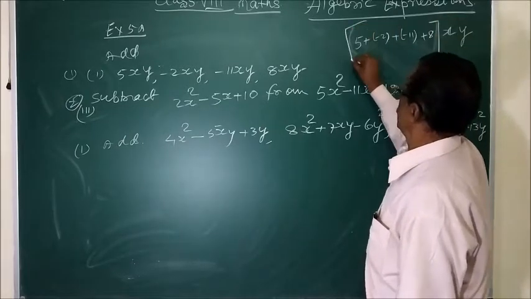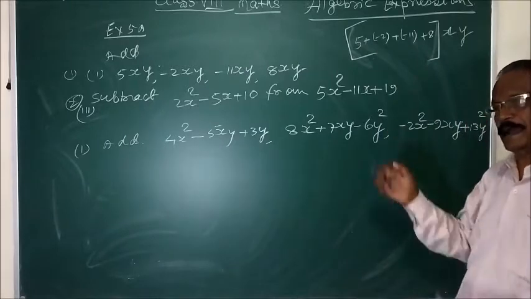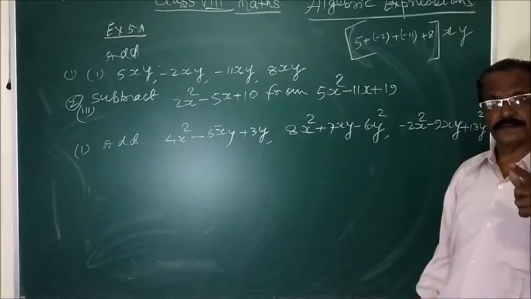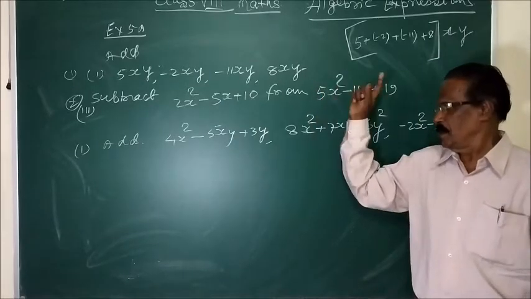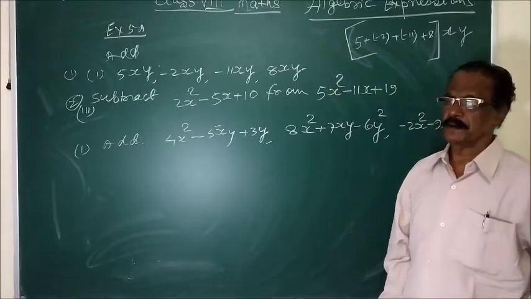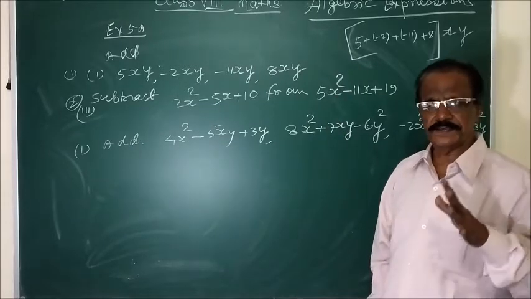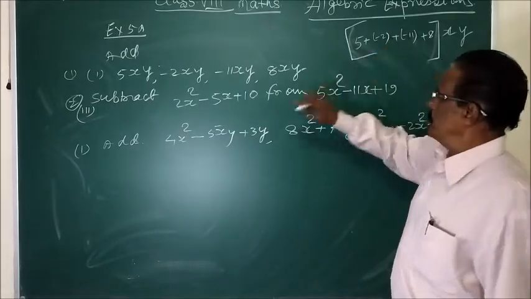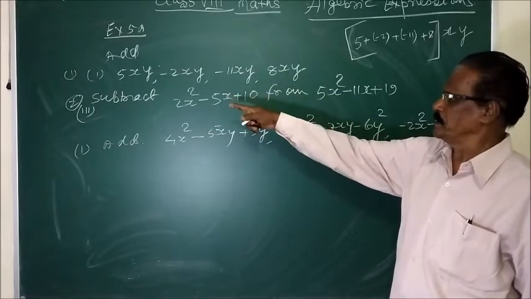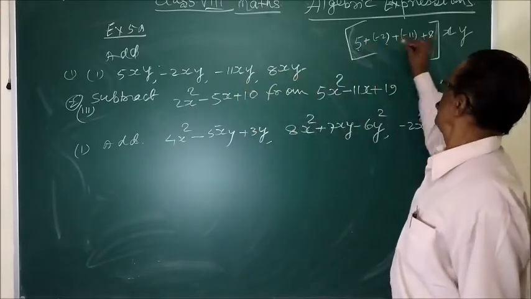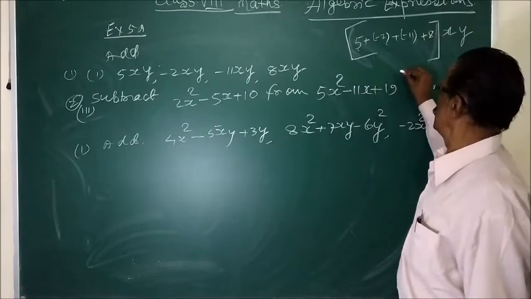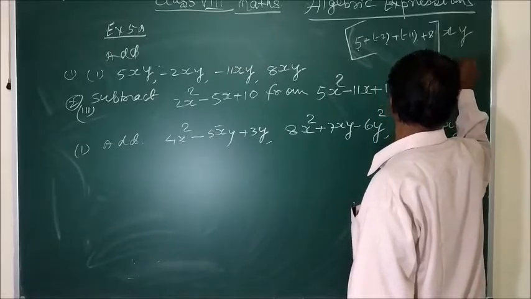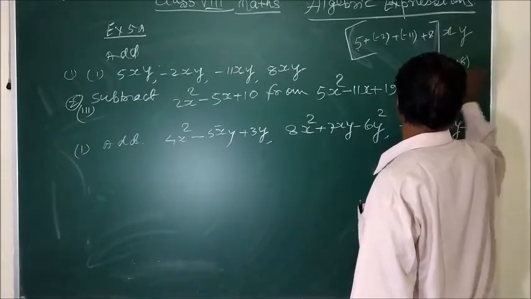आप यहाँ देख रहे हैं कि जो variables हैं उसको हम बाहर निकाल देते हैं, because all are like terms. Like terms, क्यों हैं like terms? Because all these terms have the same variables and the powers are also the same. And now the coefficients 5, minus 2, minus 11, 8. Now you find the sum of these 4. So what will you get? You will get 5 minus 2 minus 11 plus 8, and this will be xy.